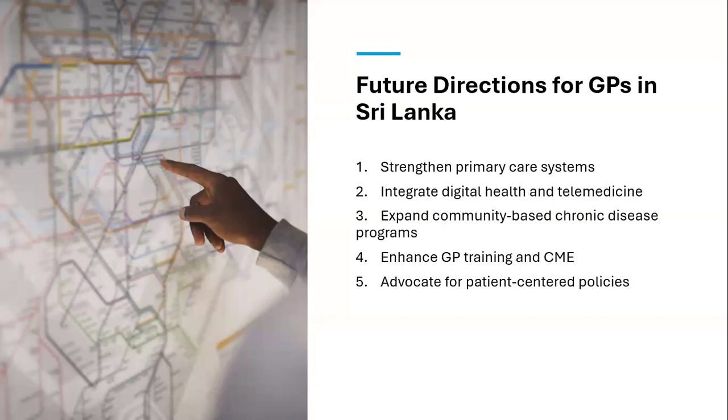And also we have to expand community-based chronic disease programs. We have to get help from the NGOs and other helpers, and also the community, when it comes to doing that. And also we have to enhance GP training and continuous medical education, because guidelines change very frequently, so you have to be updated. And also we have to advocate for patient-centered policies, because most of the time we give disease-centered management to the patient, which is not palatable to the patient and may not be adhered to by the patient. Ultimately, we put the blame on the patient, but really they are not patient-centered policies.